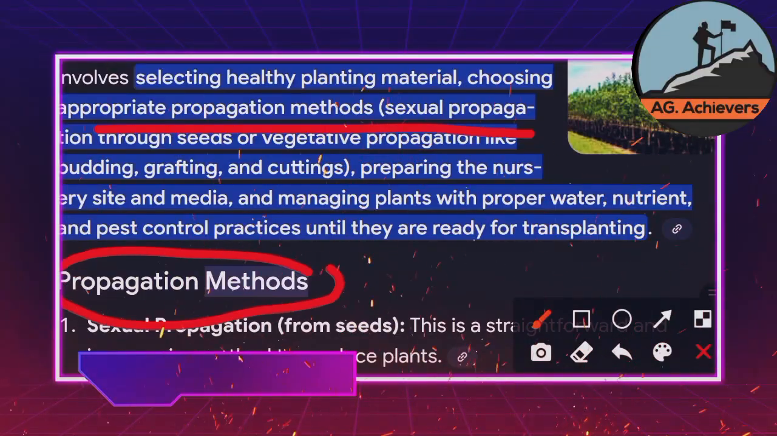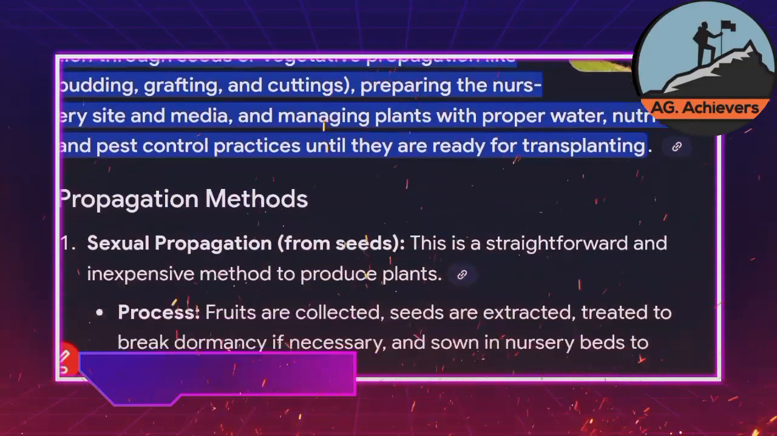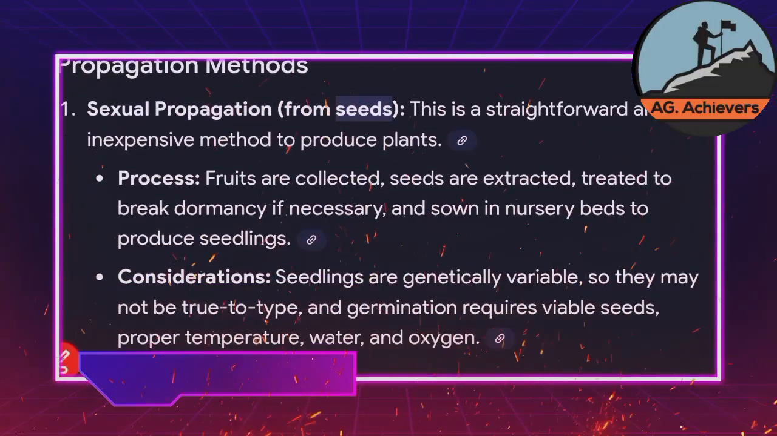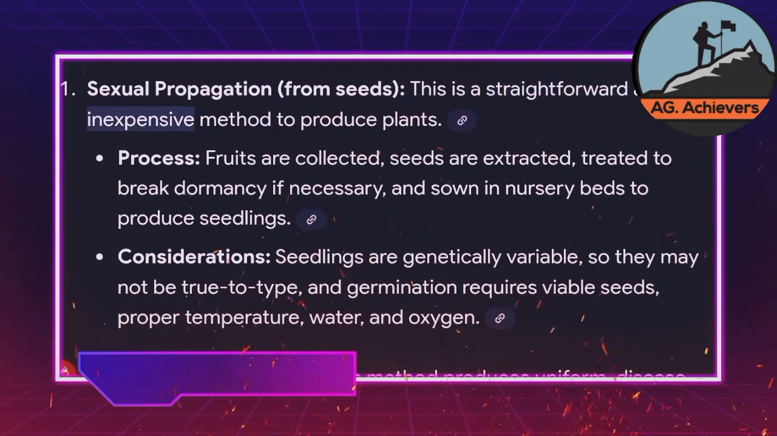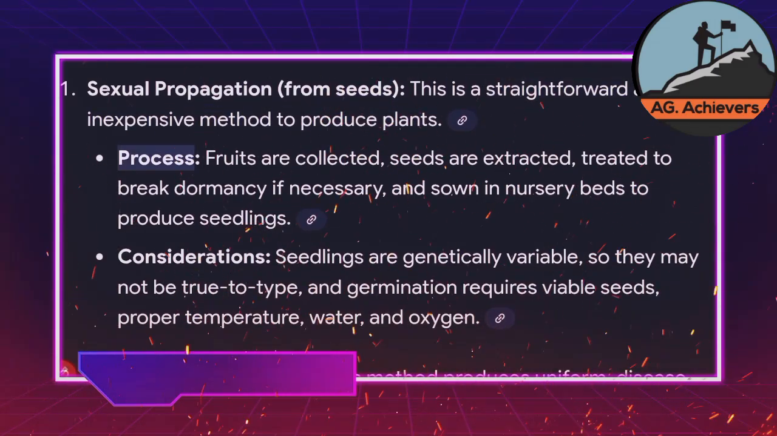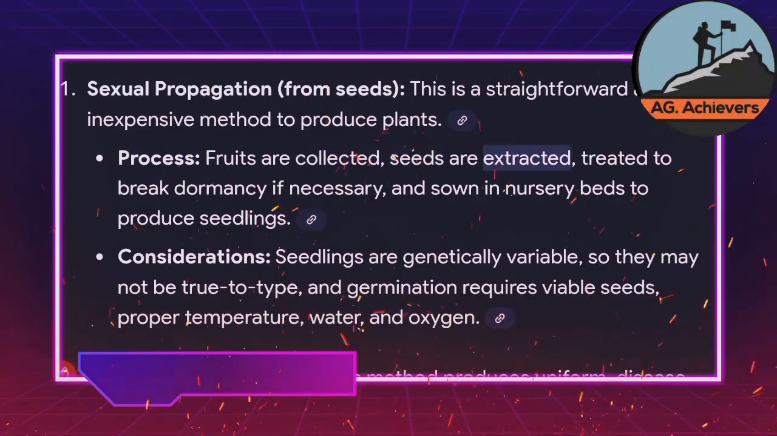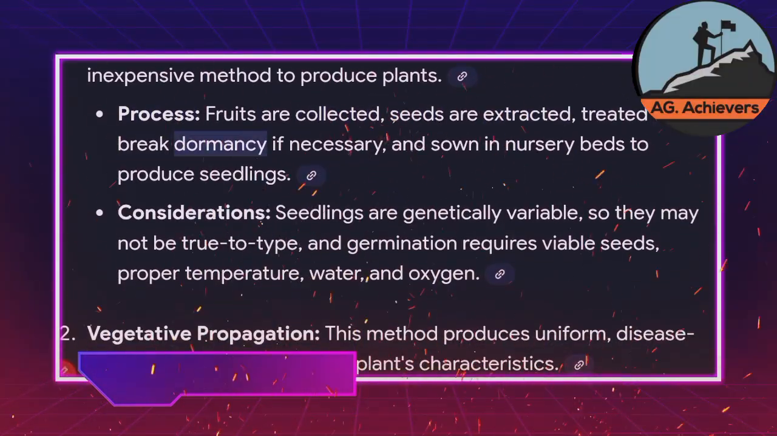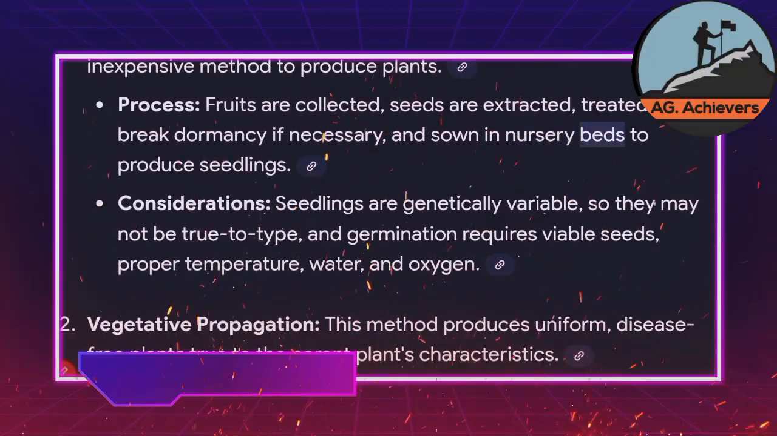Propagation methods. 1. Sexual propagation from seeds. This is a straightforward and inexpensive method to produce plants. Process. Fruits are collected, seeds are extracted, treated to break dormancy if necessary, and sown in nursery beds to produce seedlings.